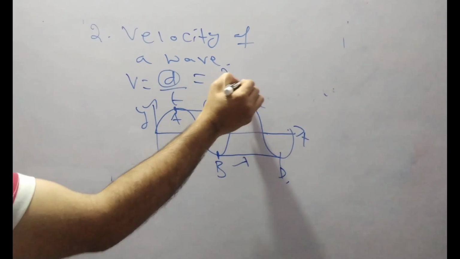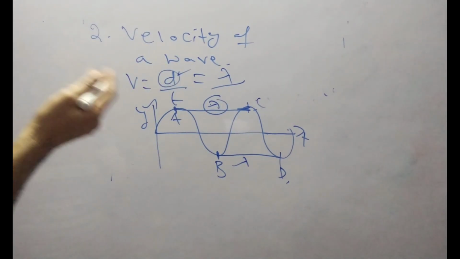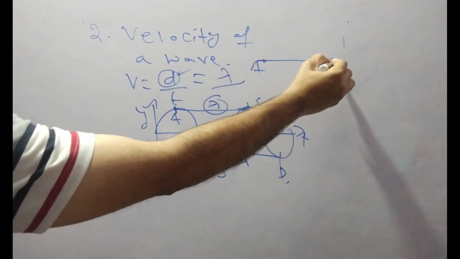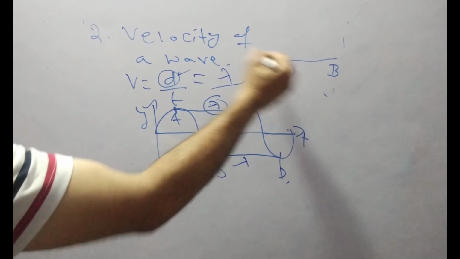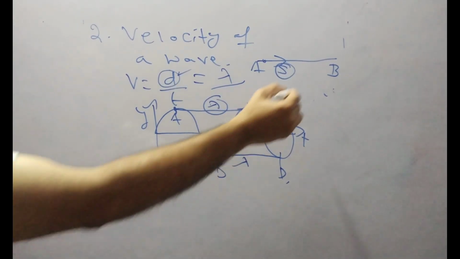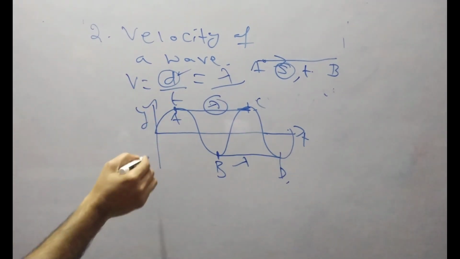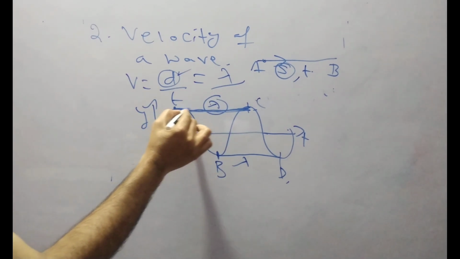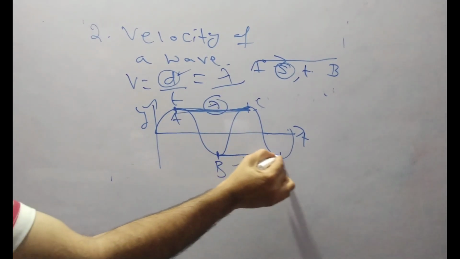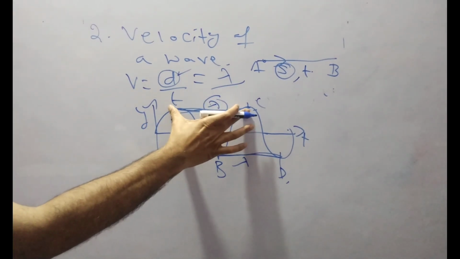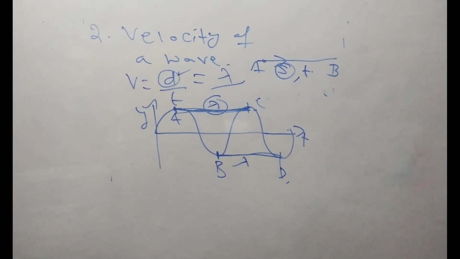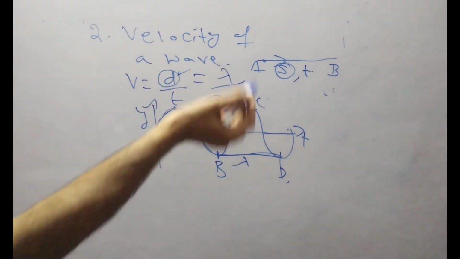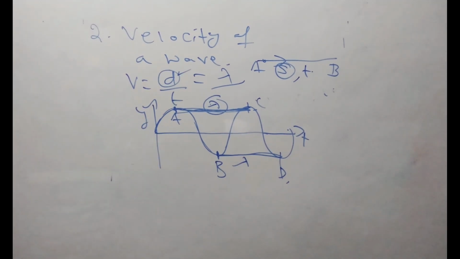Whenever an object is moving in a straight line, say from A to B, you are talking in terms of distance and time t. But in the wave, the distance is this lambda, the wavelength. Here we specify the distance in terms of lambda, the distance between two crests or two troughs. That is the wavelength. What is wavelength? The length of the wave is also known as wavelength. That is another form of the definition.